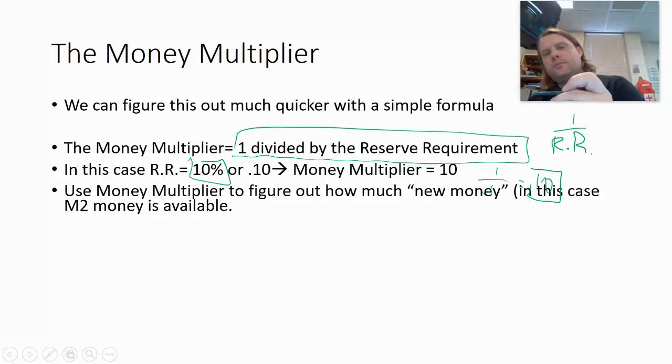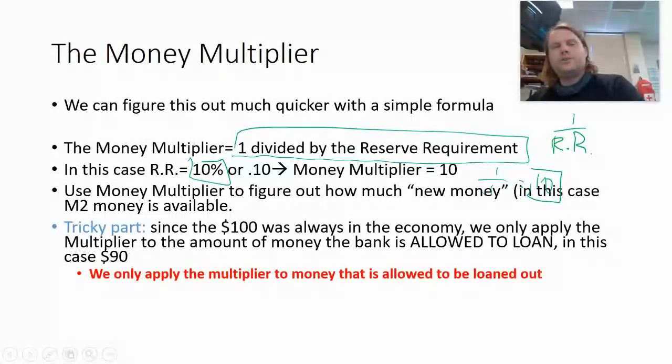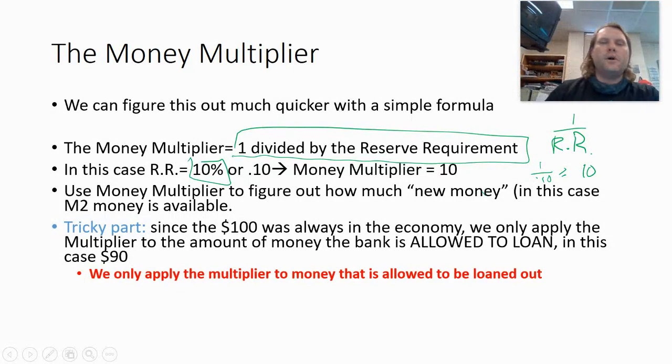We're trying to figure out how much new money is available. And this is M2 money. Remember, M2 money is the money that's allowed to be loaned out, right? And that M2 money is available to everybody. The difference between M2 money and M1 money is that M1 money is only the cash on hand. That's not really available to everybody. M2 money is available to everybody that can take out a loan.